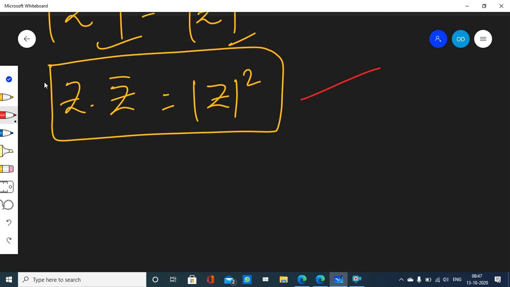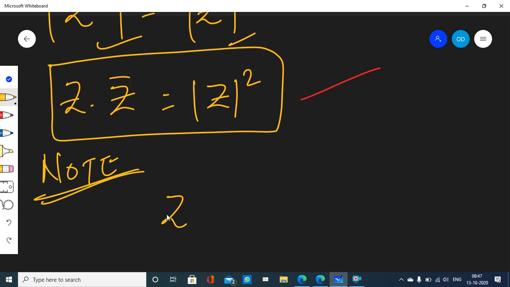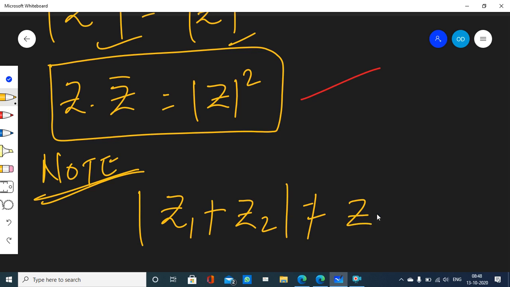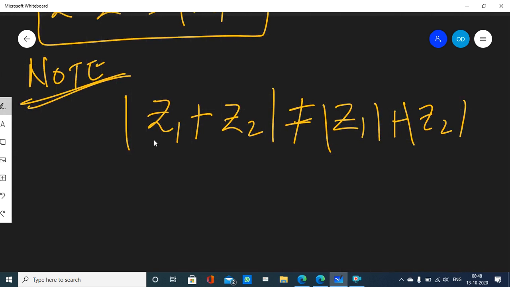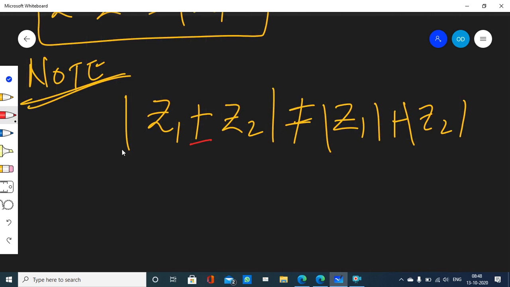The last thing that we are going to discuss here is an important note, that mod of z1 plus z2 is not equal to mod z1 plus mod z2. This holds for conjugate but not for mod. Similarly, mod of z1 minus z2 is not equal to mod z1 minus mod z2.